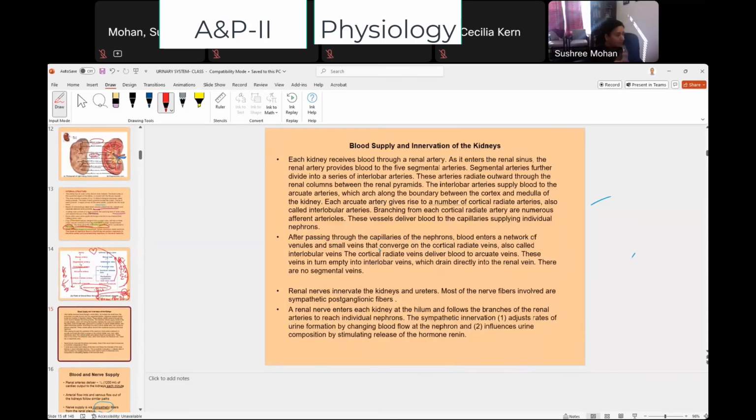Okay, thank you. So now, whatever I explained to you, the arteries, which one leads to what and everything, the branches of the arteries, all is explained in this slide. Blood supply, innervation of the kidneys, the cortical radiate delivers to the arcuate, they empty into the interlobar veins, then it goes back to the renal vein. Just everything is explained, so I'm not going to repeat this. It's just a summary of whatever I explained.